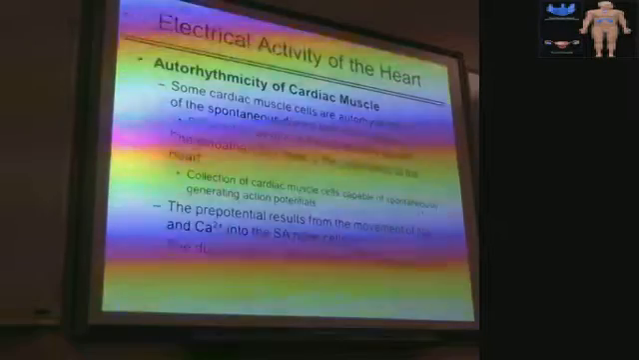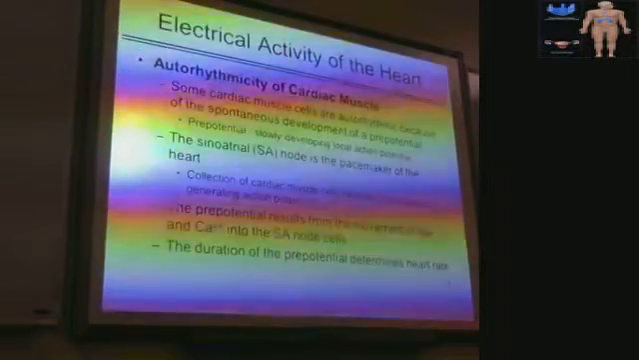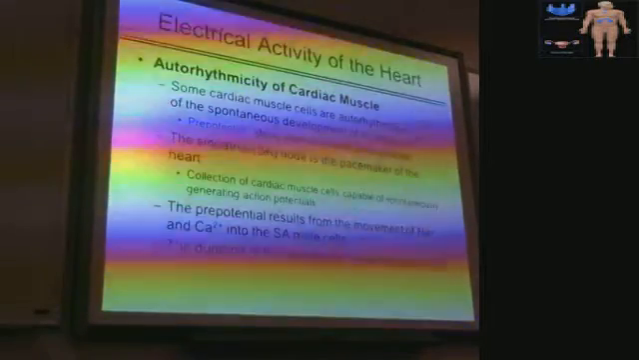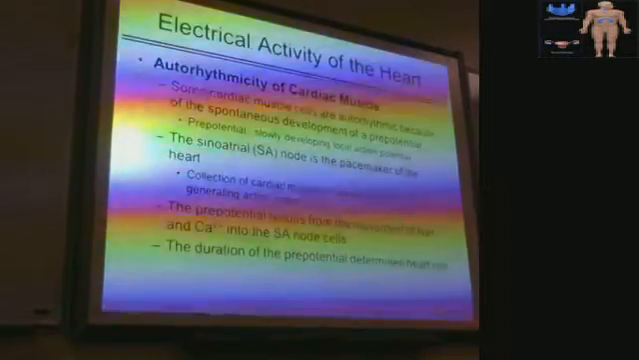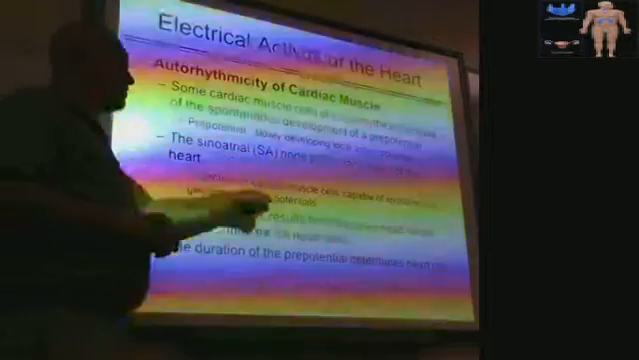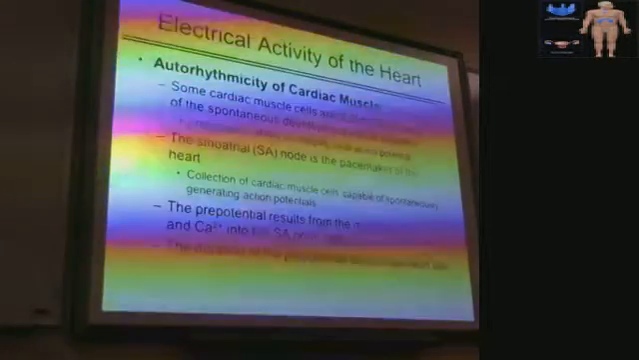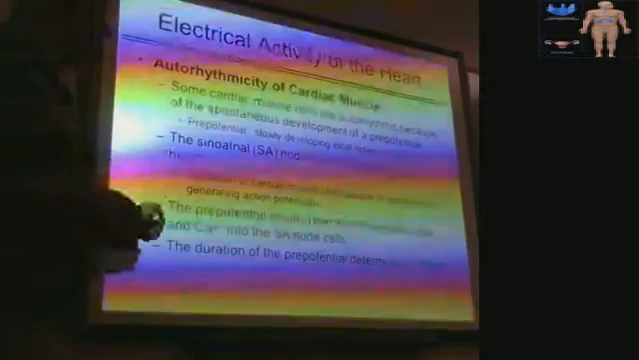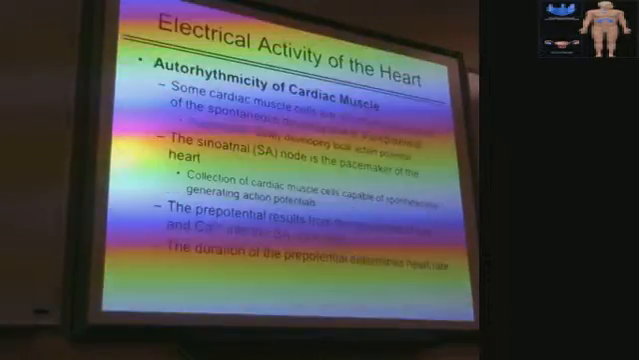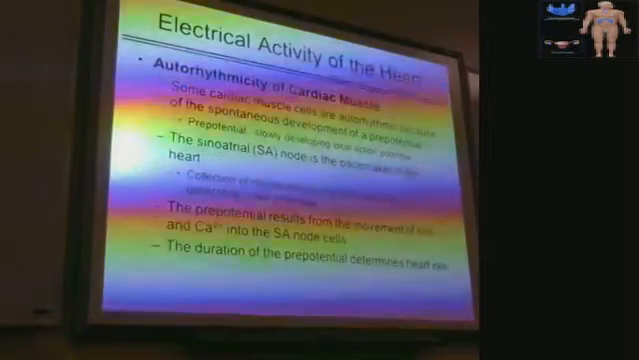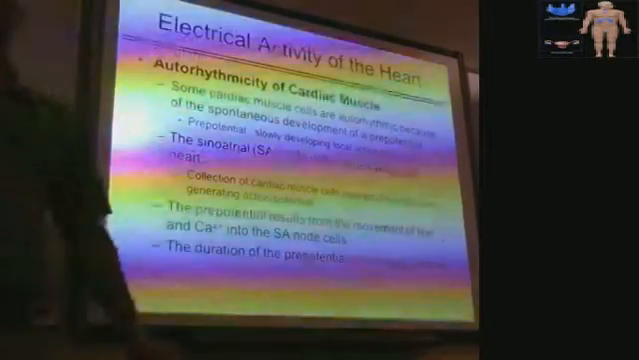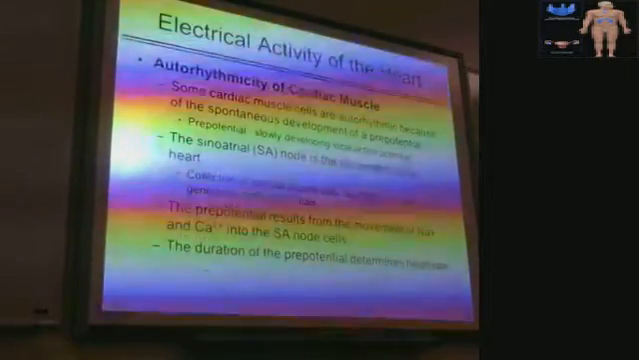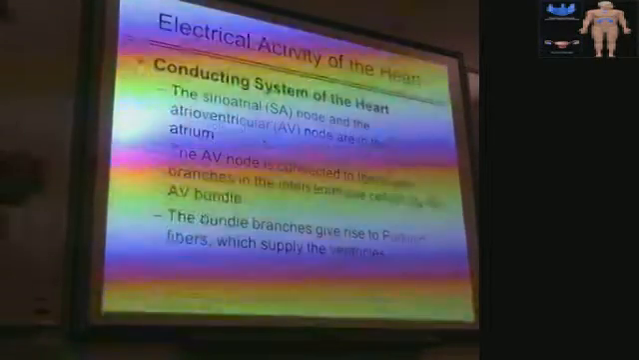The SA node is a collection of cardiac muscle cells that are capable of spontaneously generating action potentials. This is just cardiac muscle cells that are capable of generating action potentials on their own. None of the other parts of the heart have muscles that can generate them on their own. The prepotential results from the movement of sodium and calcium into the SA node. The duration of the prepotential determines the rate at which the heart beats.